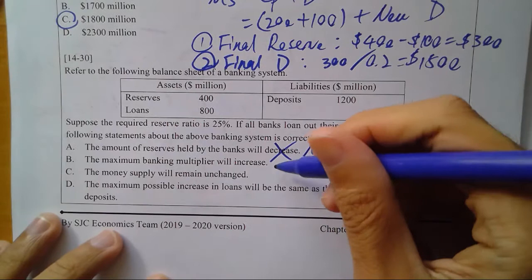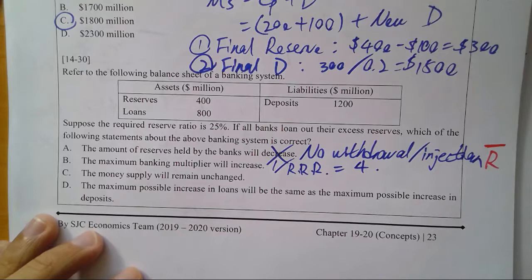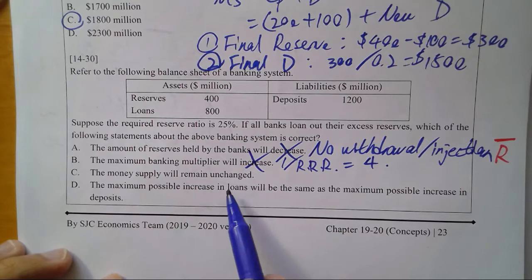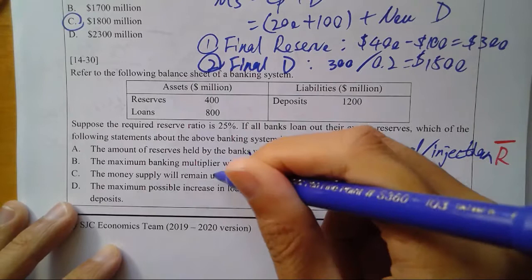No withdrawal, no injection. Second, maximum banking multiplier will increase. No, maximum banking multiplier refers to 1 divided by RRR. It has been 25%, it stays 25%. So it's still 4, doesn't change. Money supply will remain unchanged. When they loan out more, that would be more money.